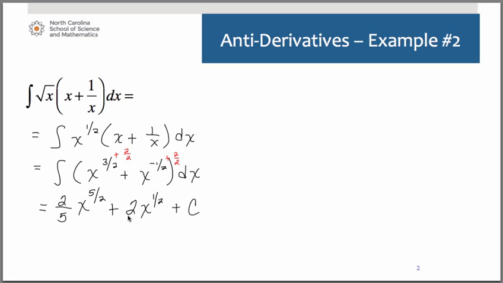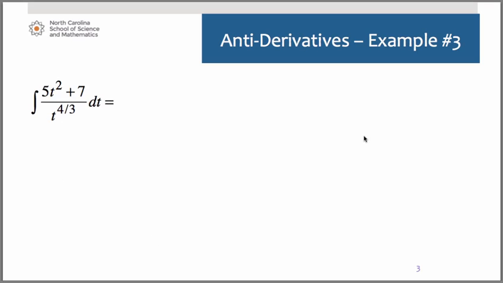Again, take your derivative of this. You'll notice you get this integrand of x to the 3/2 plus x to the negative 1/2 back again. Yet another one we'll have to simplify using our laws of exponents. If we have t squared over t to the 4/3, subtracting the exponents, we get 5t to the 2/3. And then we have 7t to the negative 4/3.